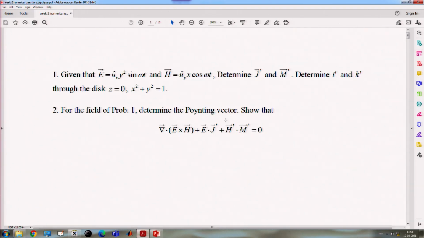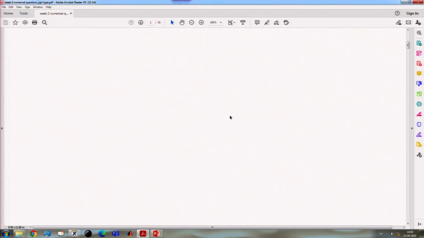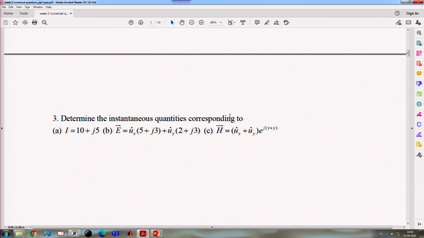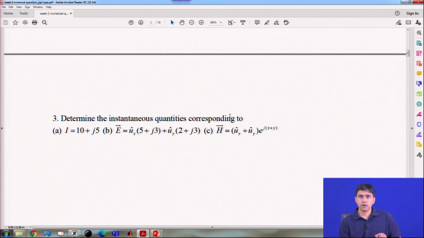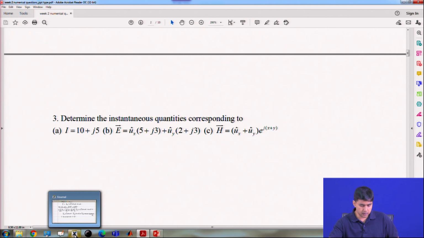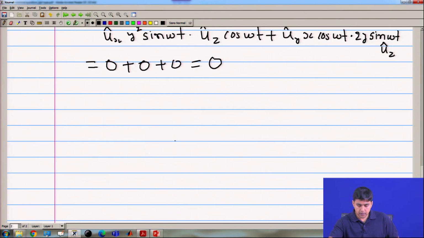Now, we can go to the next problem. Determine the instantaneous quantities corresponding to this. In the A part, I is equal to 10 plus j 5, and for this term we have to find out the instantaneous quantities. So, we will do it one by one. In the first case, I is equal to 10 plus j 5.